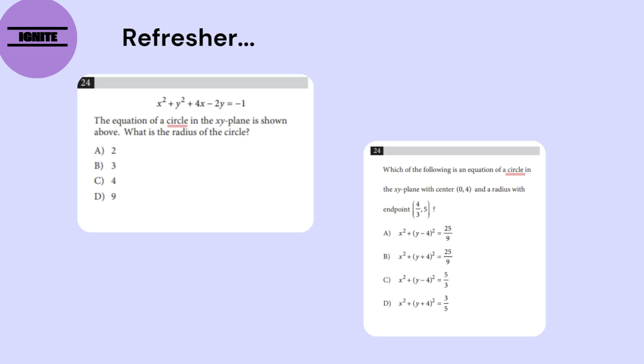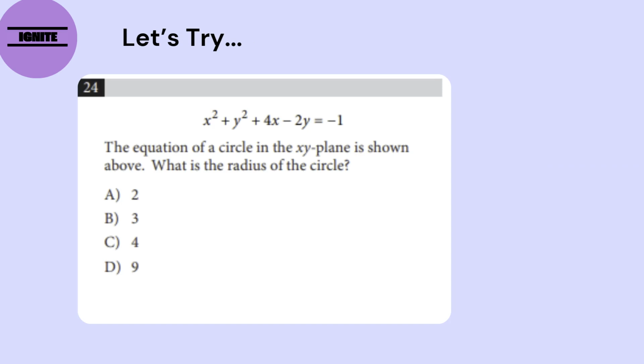In this case, circle is explicitly said, and we can also see a circle equation in 24, and we can also see the word center and radius in 24. These two questions will be the most common forms you will see of circles. Now, let's try answering one of these questions. Let's take a look at 24.